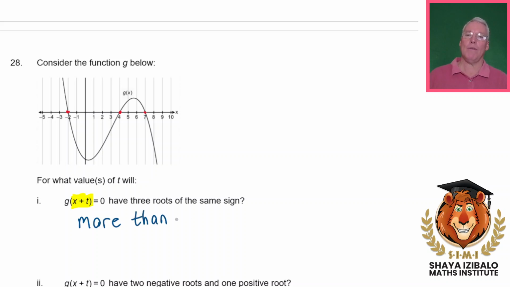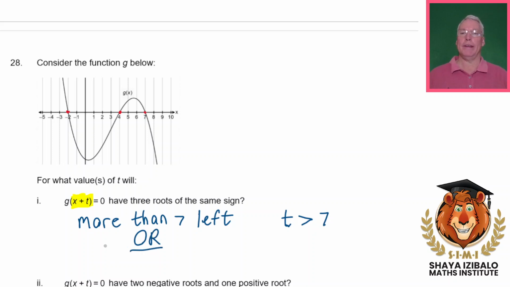Okay, and how do we move a graph left? We add. So to move it more than 7 left, we would need t to be bigger than 7. If t was even 7.1, all the roots would be negative. All right? Or the other possibility is to move it more than 2 to the right.